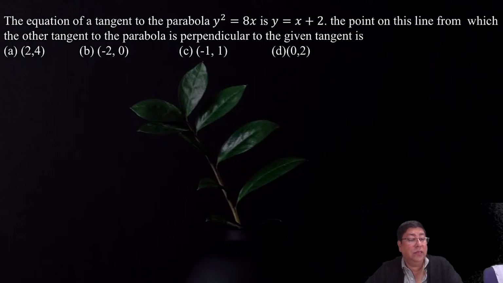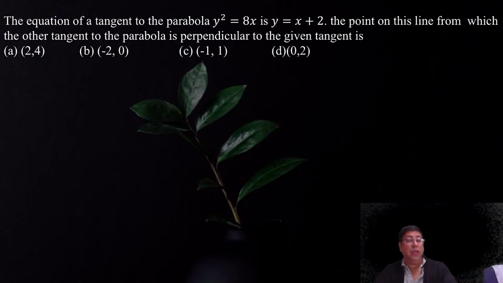The equation of a tangent to the parabola y squared equal to 8x is y equal to x plus 2, and the point on this line from which the other tangent to the parabola is perpendicular to the given tangent is. Okay, so same concept.